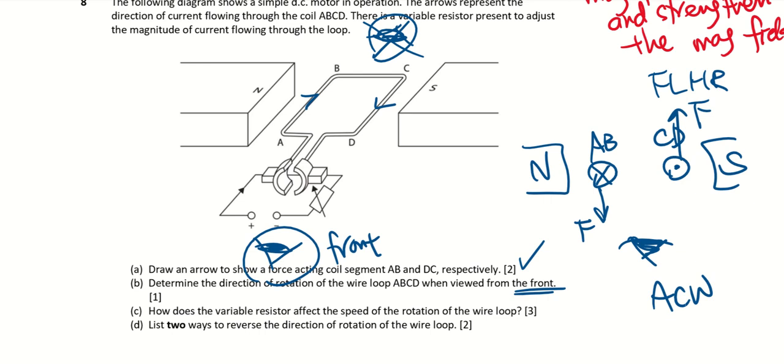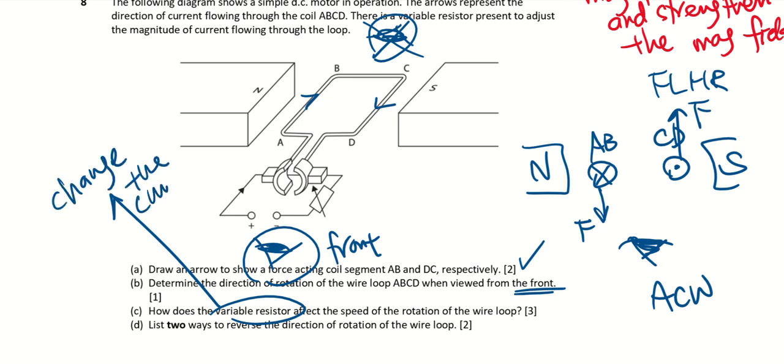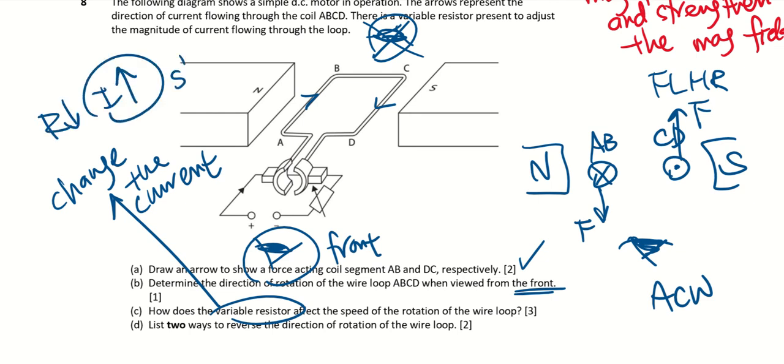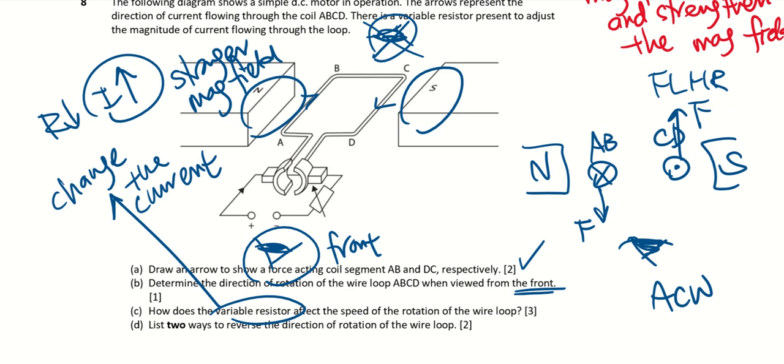How does the variable resistor affect the speed of the rotation? The variable resistor can change the resistance to change the current. So let's say I decrease the resistance, my current increases, I will produce a stronger magnetic field. Because the external magnet doesn't change, with a stronger magnetic field they will interact more, so the force will be larger. If the force is larger, then the rotation will be faster. The speed of rotation will be faster. Okay?